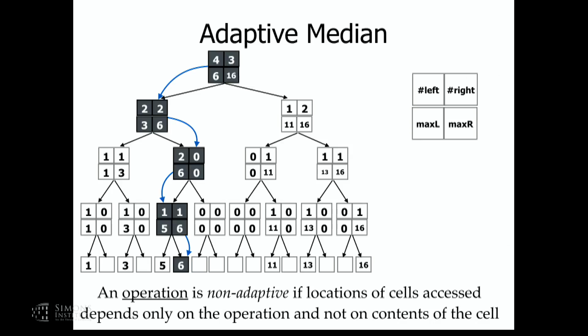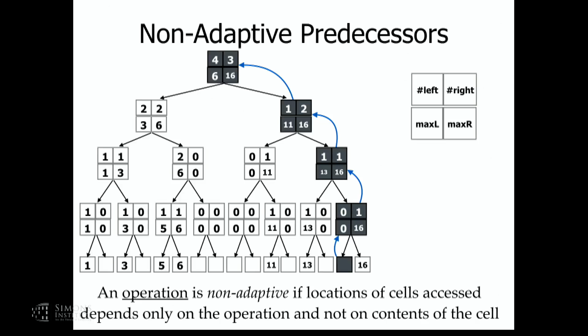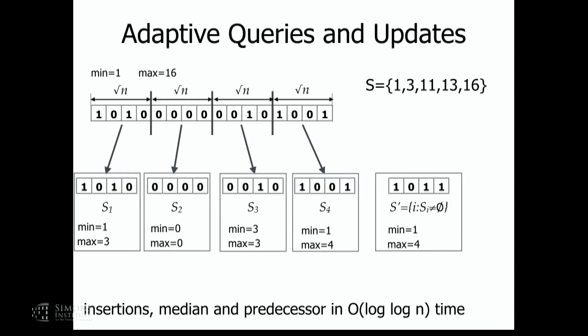The case of median was actually adaptive because you had to make a decision of whether to recurse on the left subtree or the right subtree, depending on the number of elements in the left subtree and the right subtree. Predecessors again were non-adaptive here. And in the van Emde Boas data structure that I described, both operations are actually adaptive.